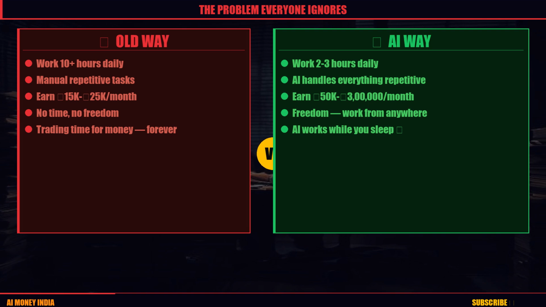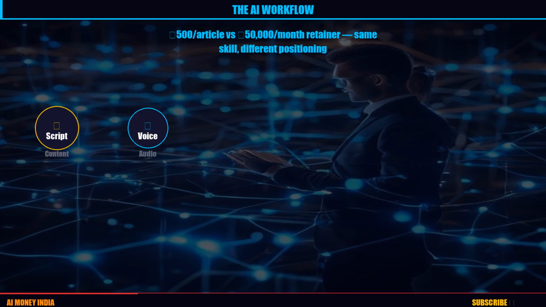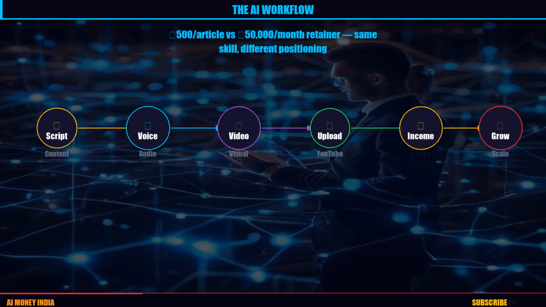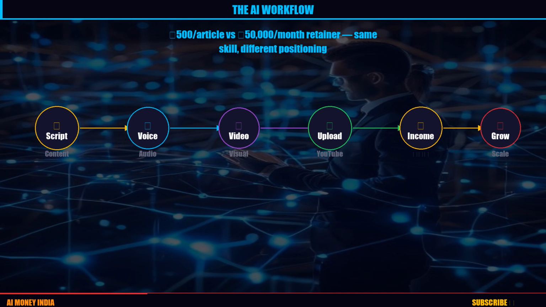Do you understand? Those people who are earning 500,000 rupees per month, they are not smarter than you. They are just using a different system. This is the main system which I am going to explain in detail. Step 1. Choose the right tool.